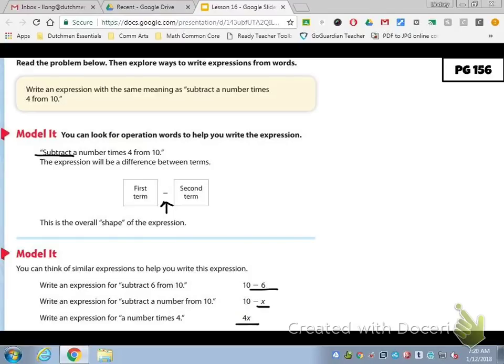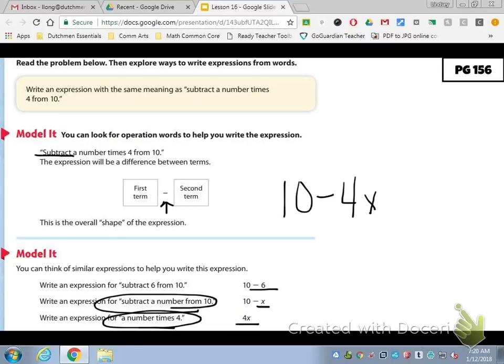So if we put these all together, and it says subtract a number times 4, which is just like this, we would write it as 4x. Okay? And then it says subtract it from 10. So that would be like this. So we would put 10 minus 4x. Now that we know this, let's move on and answer some questions about it.